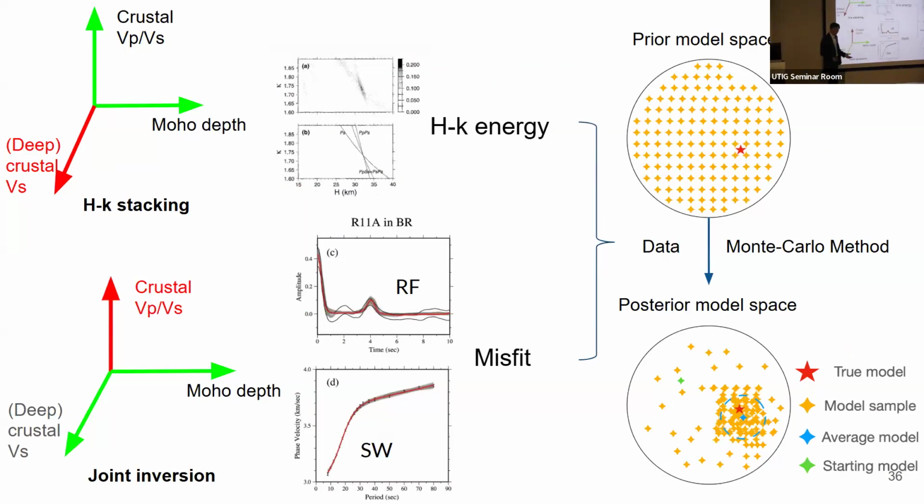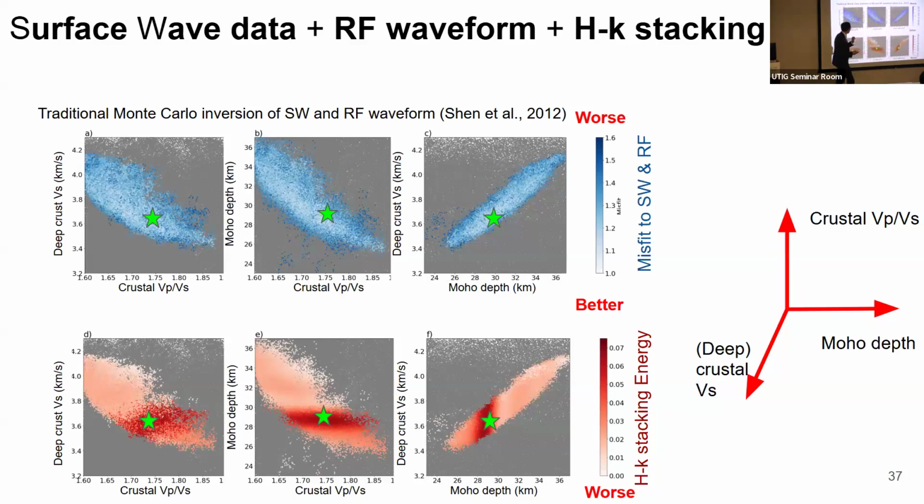So what we did is simple. We take the 2 classic methodologies and just combine them in one method. When we are running a Monte Carlo machine, we maximize the H-kappa energy and minimize the misfit at the same time. Okay? So it's just one little change. Incorporating this, where the traditional method cannot distinguish them, all those blue dots in the model space, suddenly we find the energy is close to where the true model is.